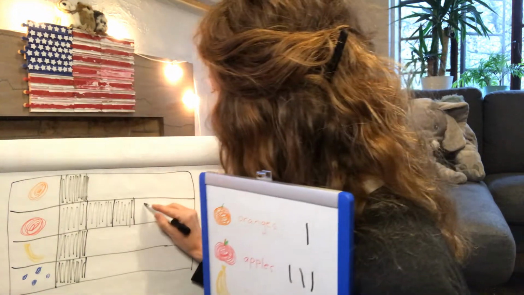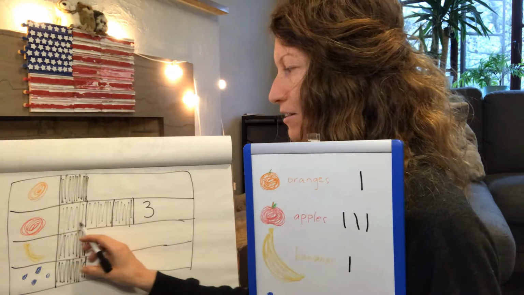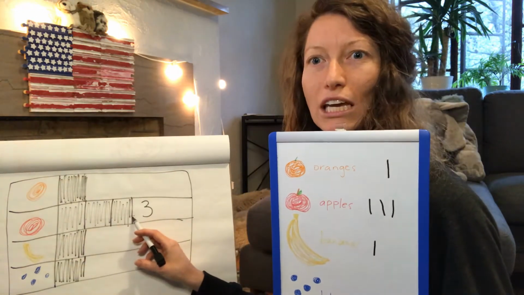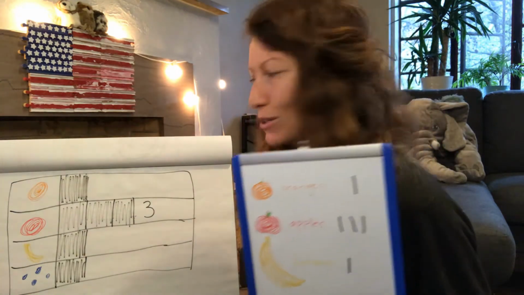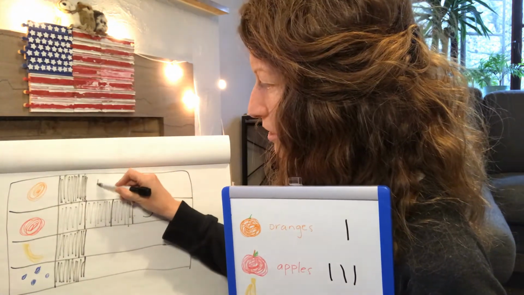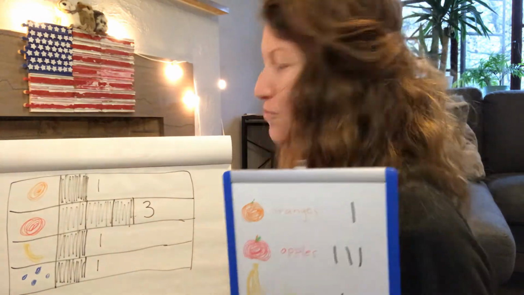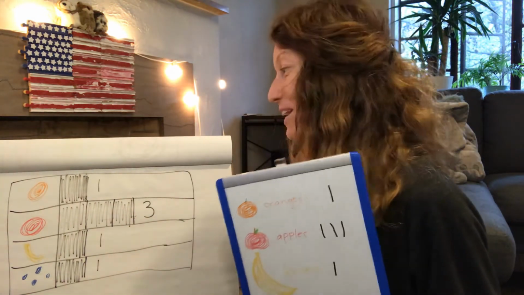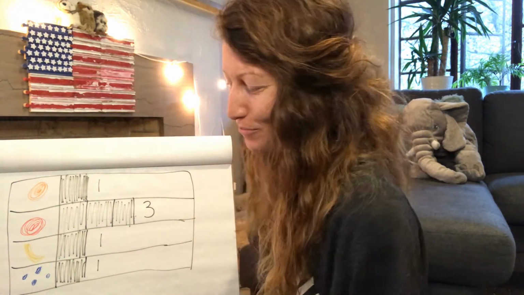I'm going to write a number 3 next to my apples, and I can tell because it got 3 squares colored in, that is the most votes. Oranges and bananas and blueberries each got one. So in my family, we love apples the most.